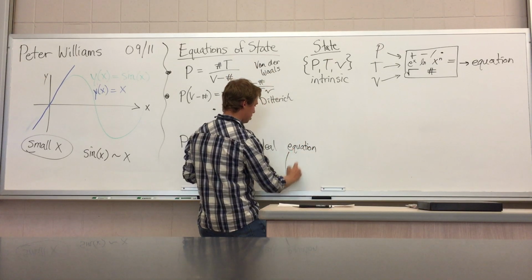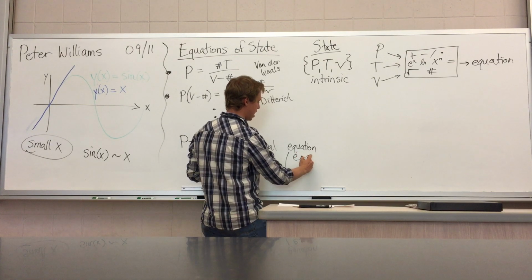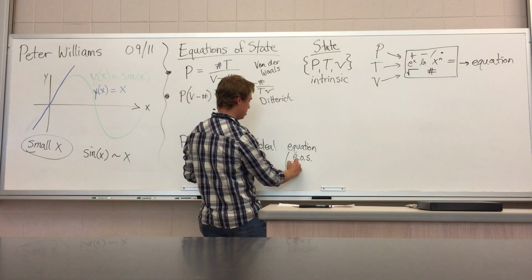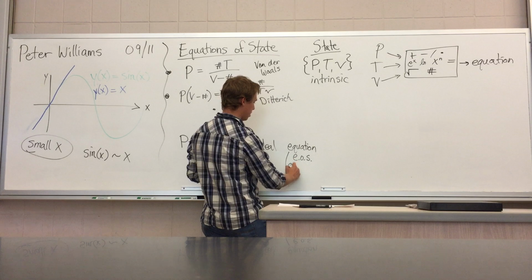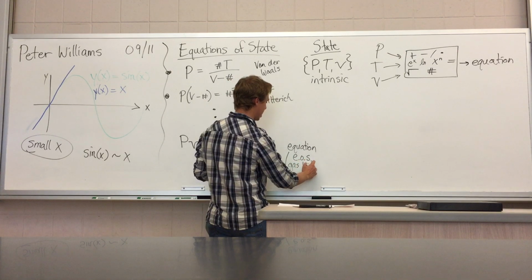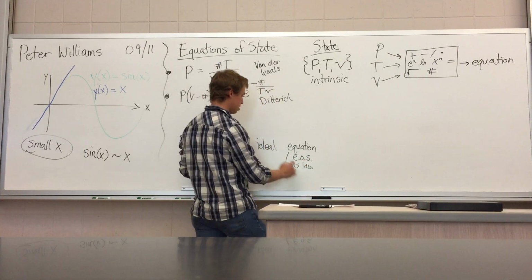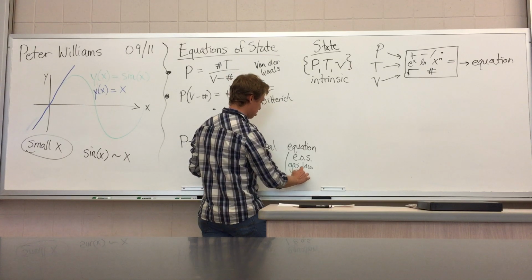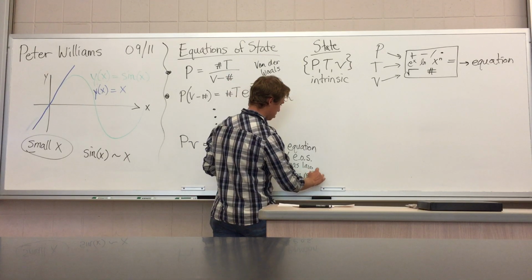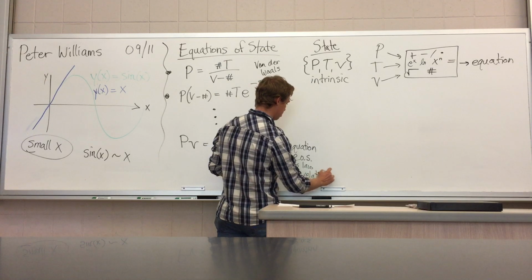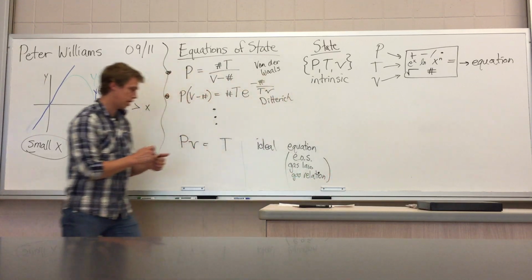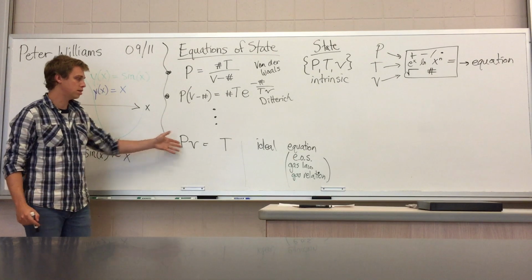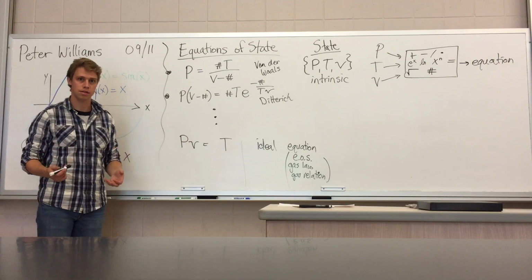I could call it the equation of state, the EOS. I could call it the ideal gas law. That's the same thing because it's about how gases operate. And I could call it the ideal gas relation. All these are the same names for the same thing, okay? The point is that this is an equation which is ideal.